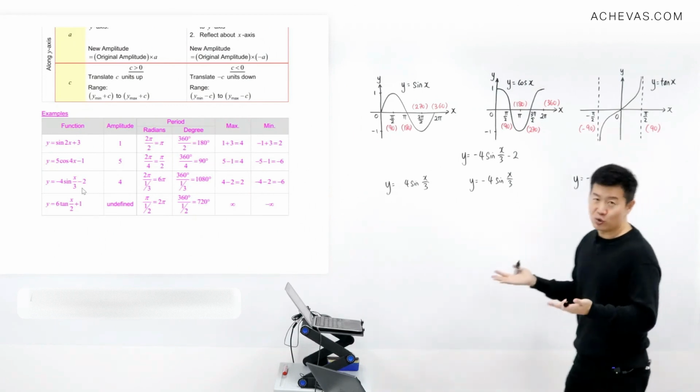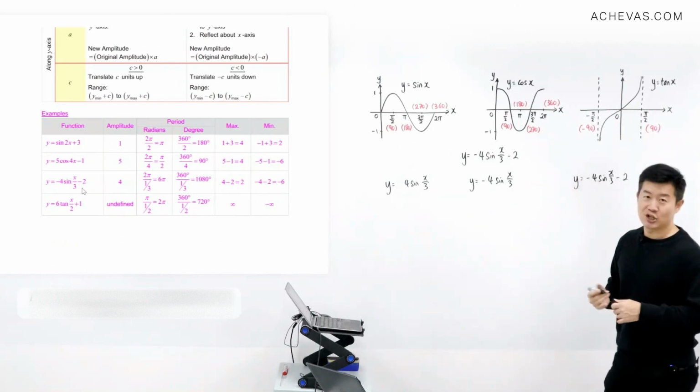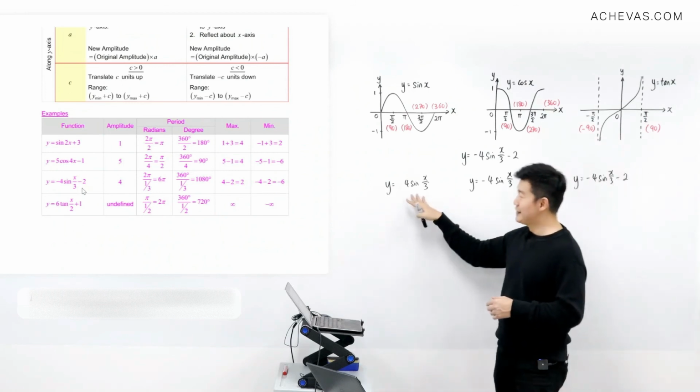So instead of just 2 graphs that we have sketched in the previous 2 examples, I'm going to now sketch 3 graphs in order for me to arrive at my final graph. Let's look at this first.